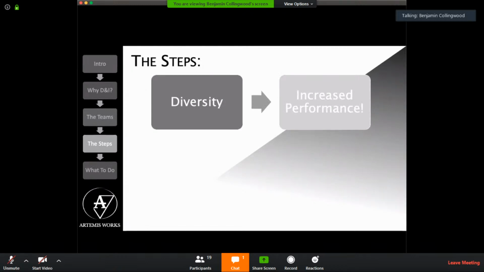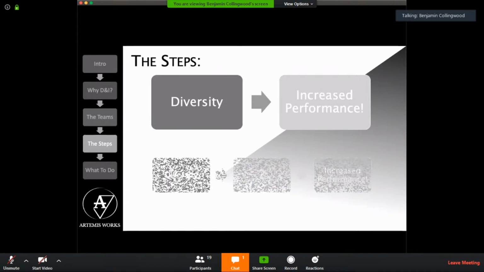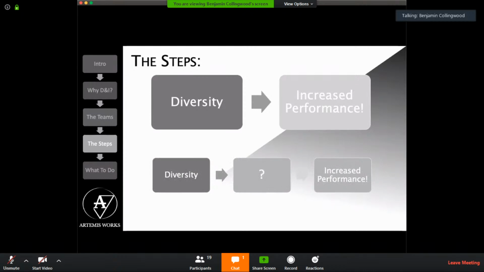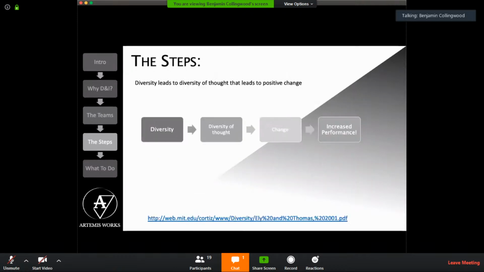Why is it? Because this is what I believe, given the facts that I've just outlined in terms of data: you have a diverse team, and that leads to your increased performance, right? So that's what seems to bear out. But then I realized that correlation doesn't equal causation. So there must be something missing. There must be some sort of middle factor within this step that is causing the increased performance within diverse teams.